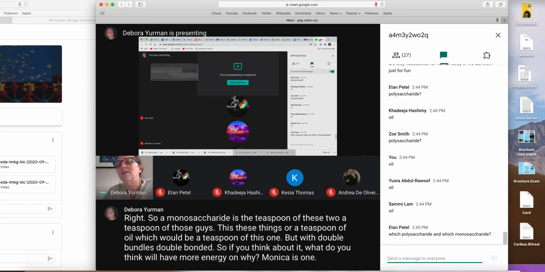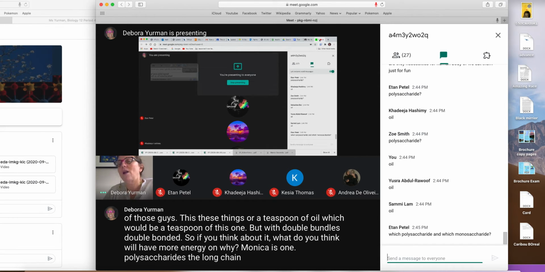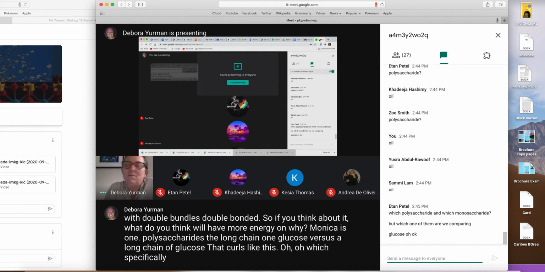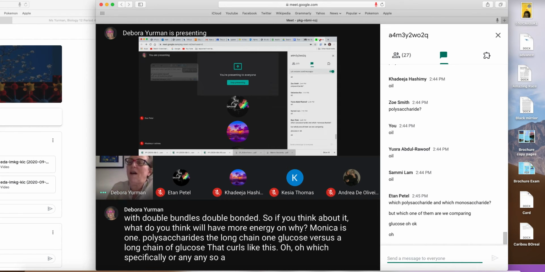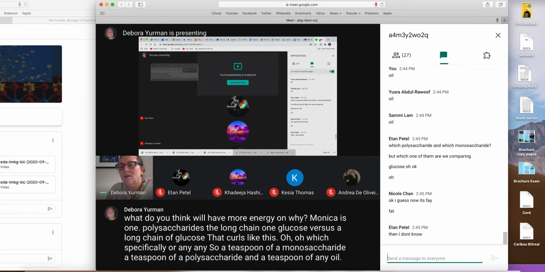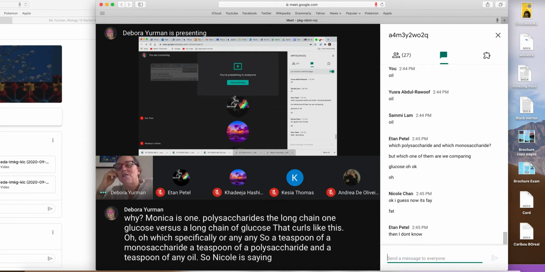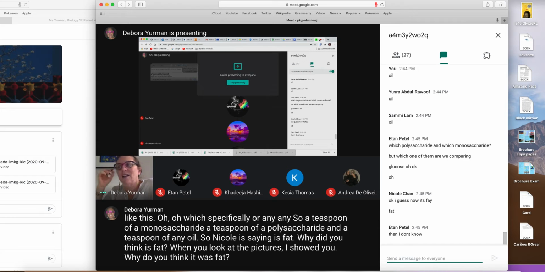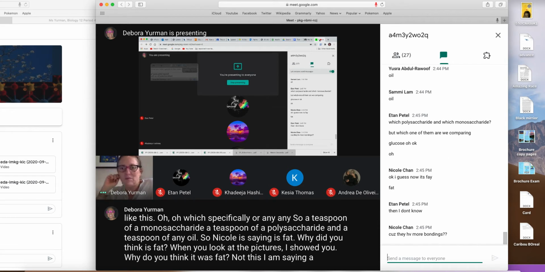Monosaccharide is one, polysaccharide is the long chain. One glucose versus a long chain of glucose that curls like this. So a teaspoon of a monosaccharide, a teaspoon of a polysaccharide, and a teaspoon of any oil. Nicole is saying it's fat. Why did you think it's fat? When you look at the pictures I showed you, why did you think it was fat? Notice I am saying a teaspoon, a teaspoon, a teaspoon.